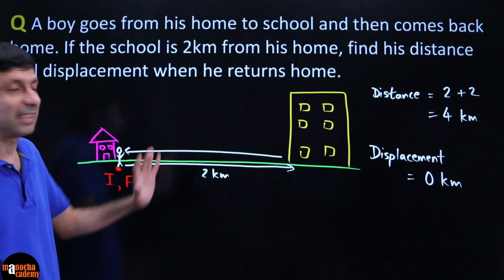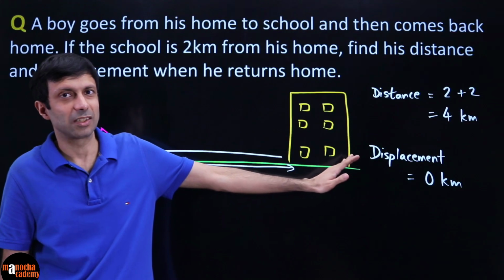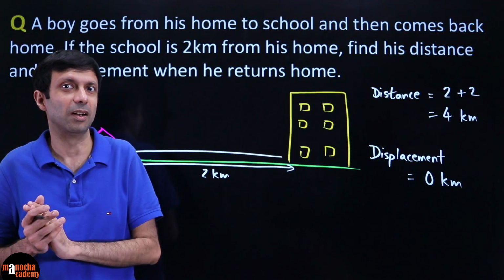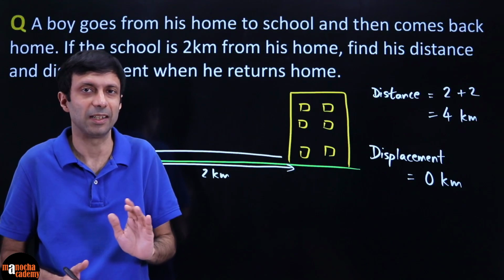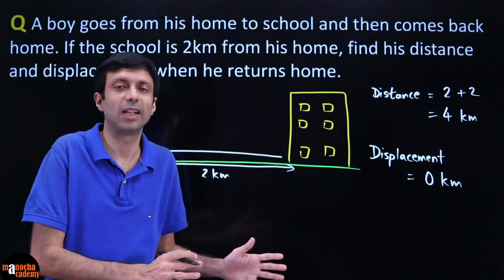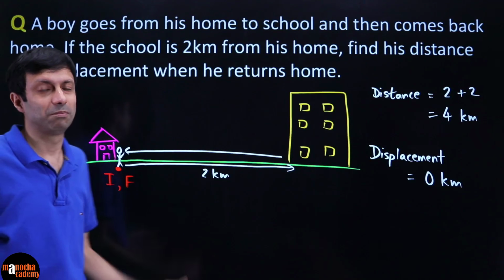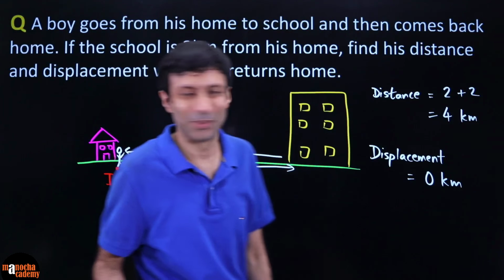And also note that since displacement is the shortest distance from initial to final, displacement is always going to be less than distance, or distance is going to be more than displacement, because displacement is the shortest path. Here, since he was back home, displacement is 0.